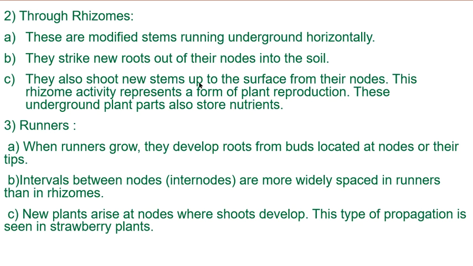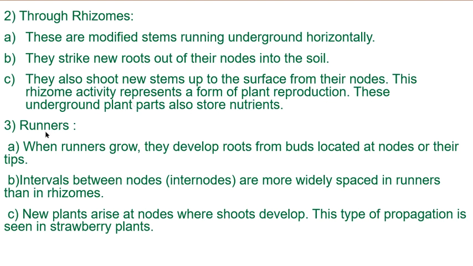They also shoot new stems up to the surface from their nodes. This rhizome activity represents a form of plant reproduction. These underground plant parts also store nutrients. Is this clear to you?